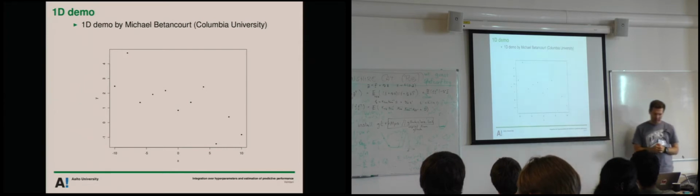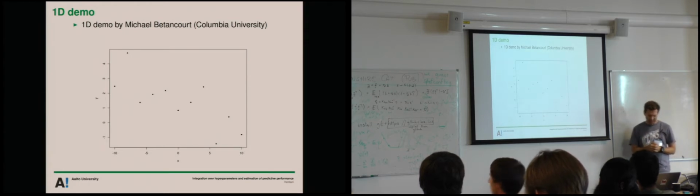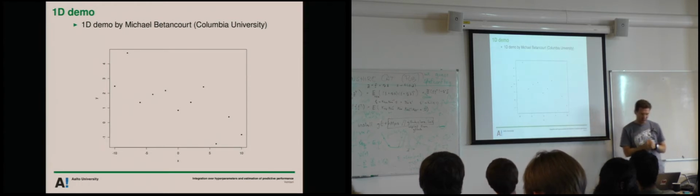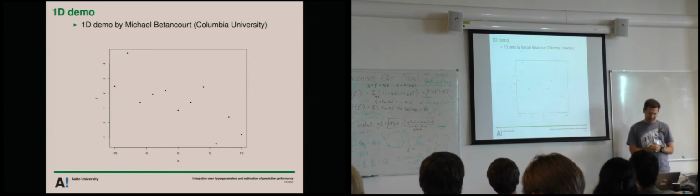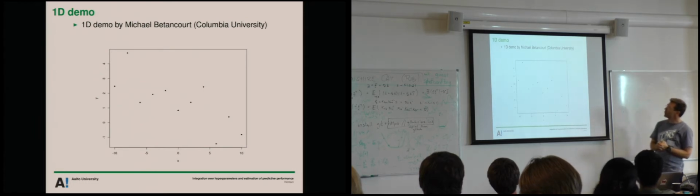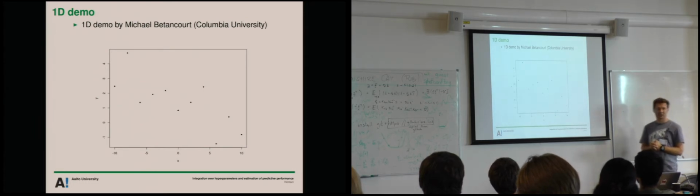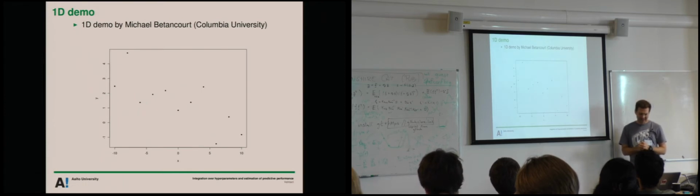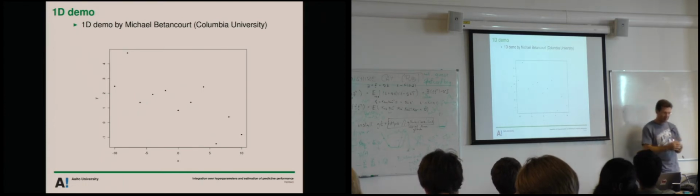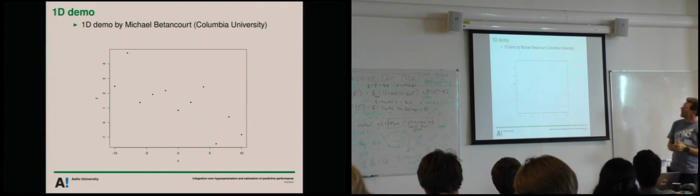this notebook, which was made by Michael Betancourt, and I made some adjustments for this talk. But here there are some observations. Hopefully you can see also in the back. And the question would be, for example, if this would be a Bayesian optimization, where is now the maximum of the function?